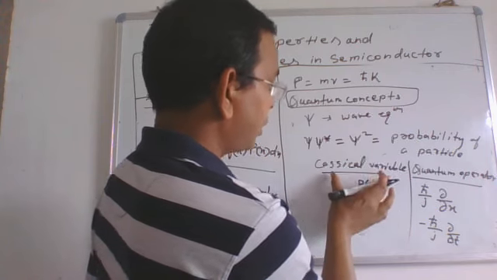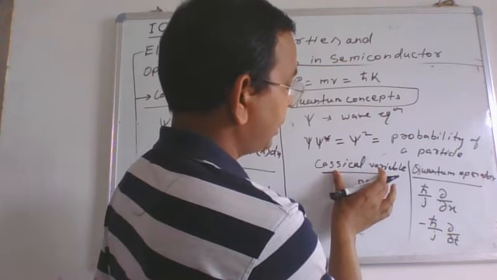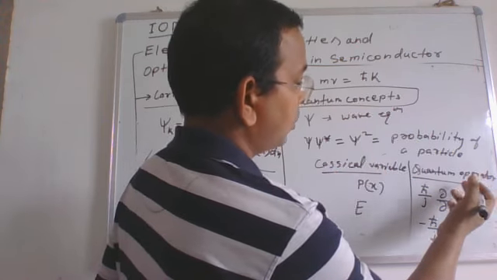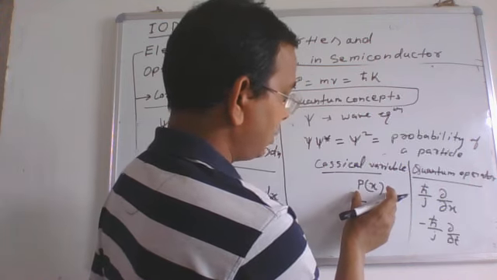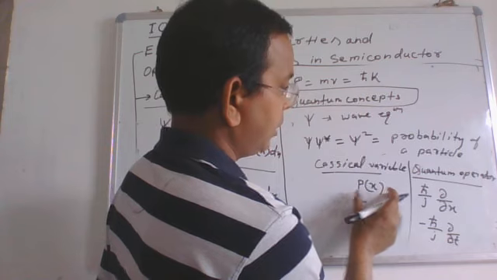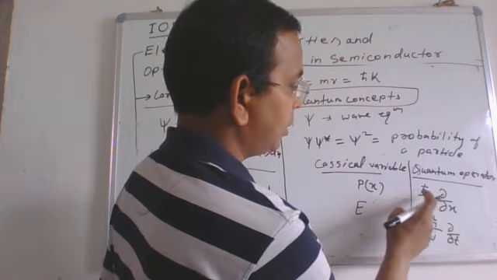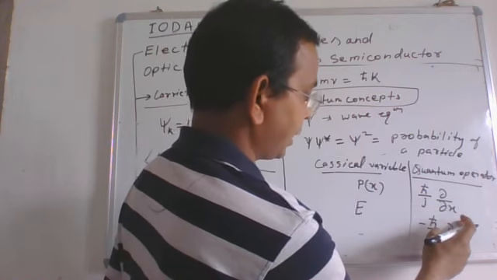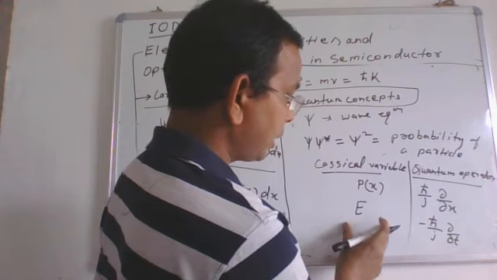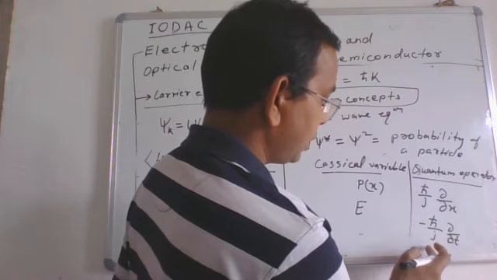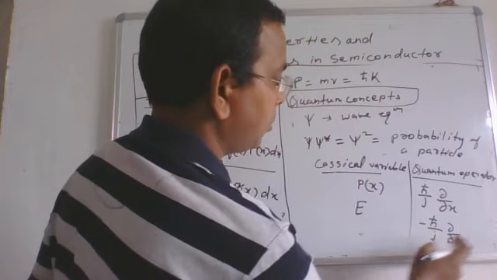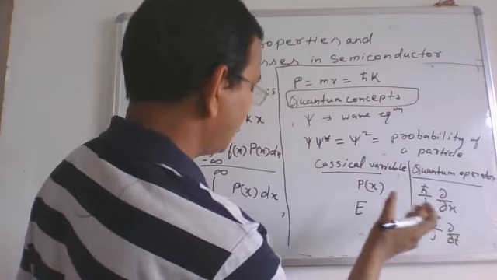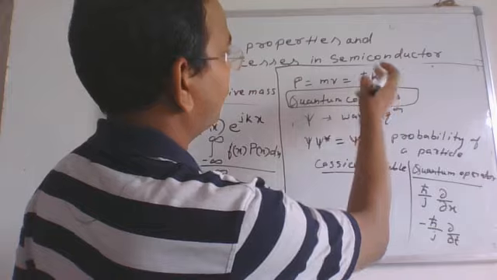And there are classical values which get converted to quantum operators. So the equivalent parts: p is the momentum in the classical, and in quantum operator its equivalent is h cut by j into del by del x, and E is the energy in classical. In quantum operator the equivalent is minus h cut by j del by del t. So these are very important operators which we use to find out all these formulas.